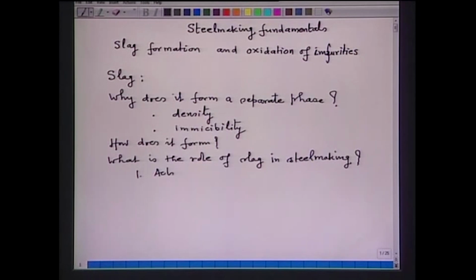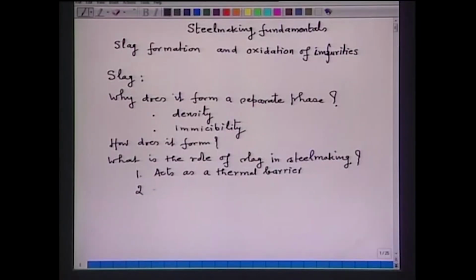But besides this, there are several other importance of slag in steel making. First, slag acts as a thermal barrier. What does it mean? Molten steel is covered by slag, and slag is a poor conductor of heat. Hence, it helps to keep the heat within the molten bath, and hence heat losses are minimum, and therefore, we can call it a thermal barrier.